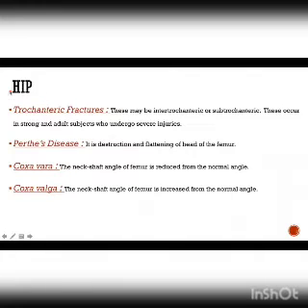Coming to the hip, there are many disorders related to the hip as well. Trochanteric fractures. They may be intertrochanteric or subtrochanteric in nature. These occur in strong adult subjects who undergo severe injuries. Perthes disease. It is a destruction and flattening of the head of the femur. Coxa vara. The neck shaft angle of the femur is reduced from the normal angle. And in coxa valga, the neck shaft angle of the femur is increased from the normal angle. The neck shaft angle is basically 150 degrees in children and 127 degrees in adults.